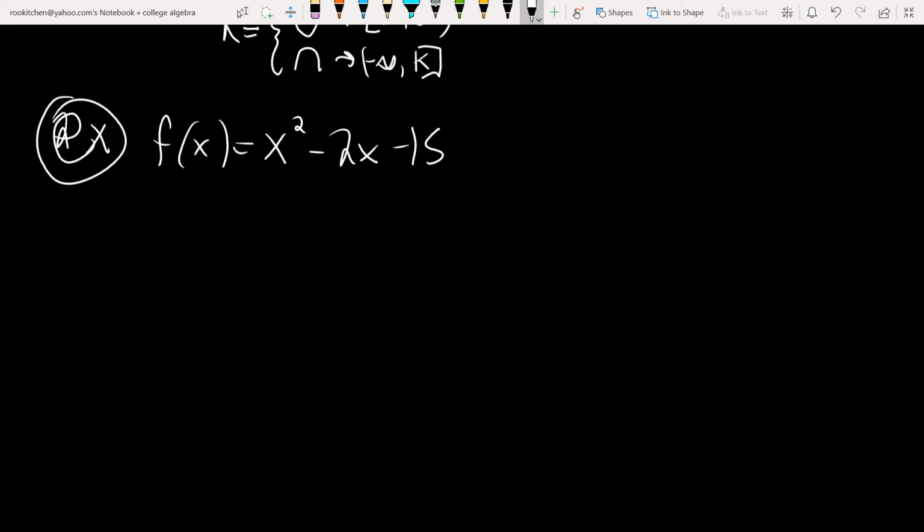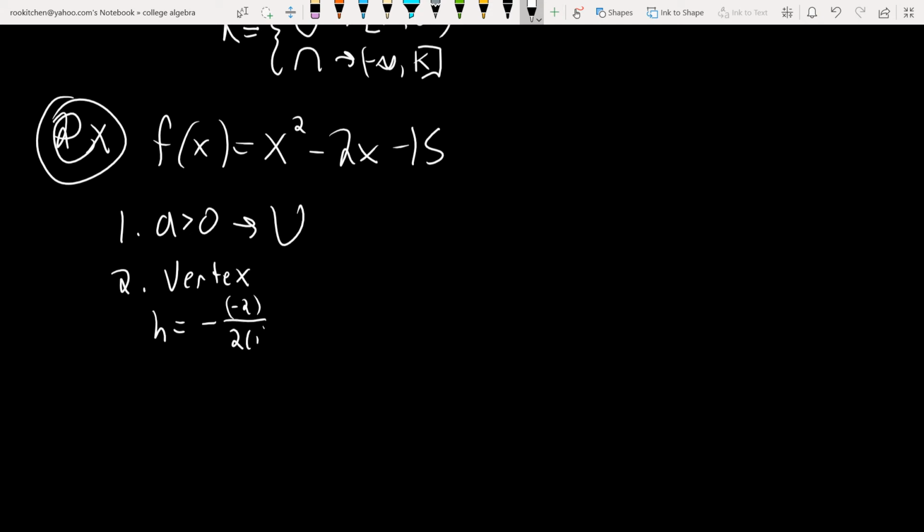Okay, so let's go through this. First, a is greater than 0. That tells me it's a happy face. Secondly, the vertex. Okay, so now we need a formula. So h is equal to negative b, so b is negative 2, all over 2 times a, and a is 1. So negative negative 2 is positive 2, 2 times 1 is 2, 2 over 2 is 1.